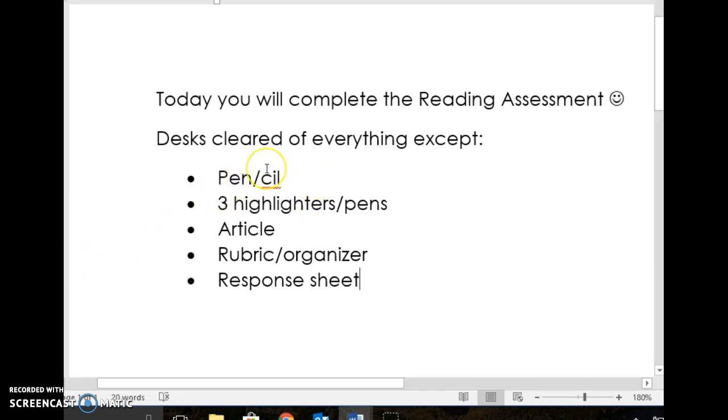Your desk should be cleared of everything except the items that you guys see listed here. You do need a pen or a pencil out. You are going to need 3 highlighters, pens, markers, pencils, whatever it is. You need 3 different colors. You also need the article on youth sports out, as well as your rubric, which has the graphic organizer on the back, and your response sheet. So those several different items should be out, and I'm going to walk you guys through what your reading assessment is going to look like this morning.